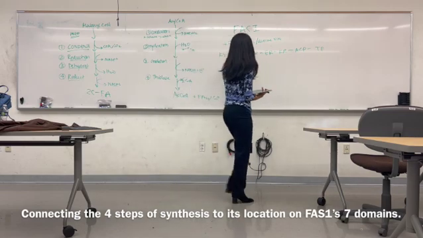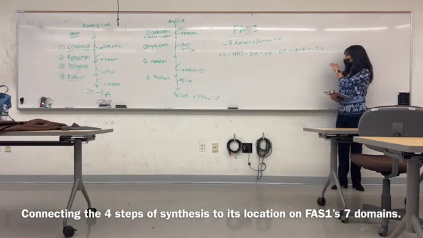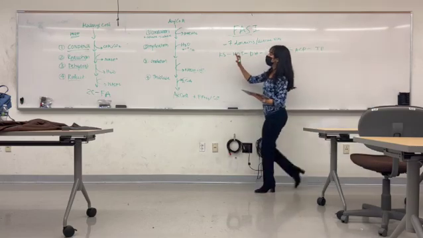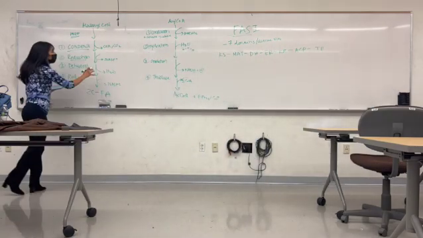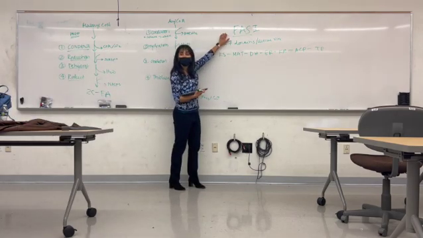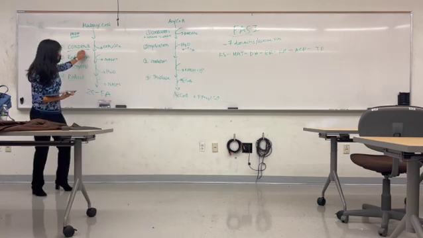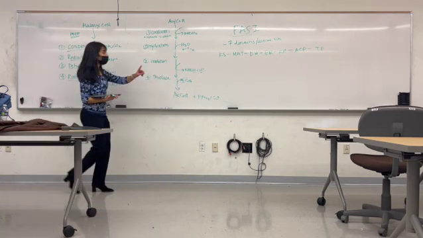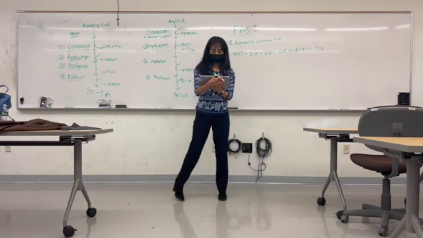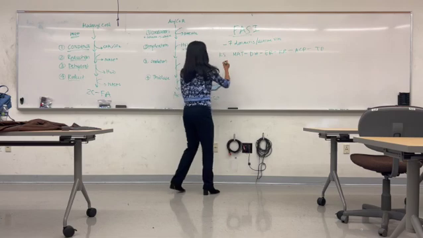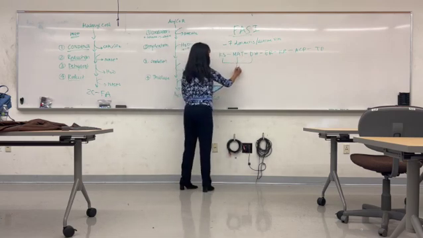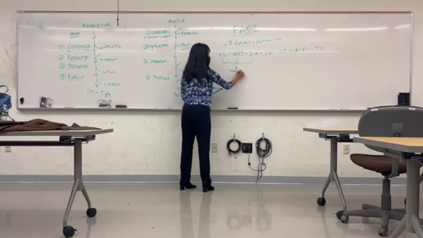I talked about these 7 areas, these 7 active sites, on FAS1. Just so you know, all of fatty acid synthesis is happening on this enzyme right here, but each step is happening in either one of these 7 domains. I'm going to tell you which domains. Ready? In these first 3 steps right here, this is where the dehydration reaction will occur. This is where dehydration is.